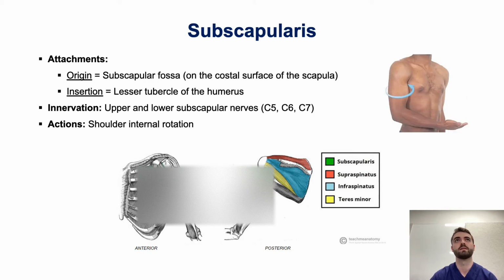Subscapularis, this one's the last one. Its origin is the subscapular fossa on the costal surface of the scapula, and this is the only one that inserts onto the lesser tubercle of the humerus. It's innervated by the upper and lower subscapular nerves from the posterior cord of the brachial plexus, and this one is mainly involved in internal rotation of the shoulder here.